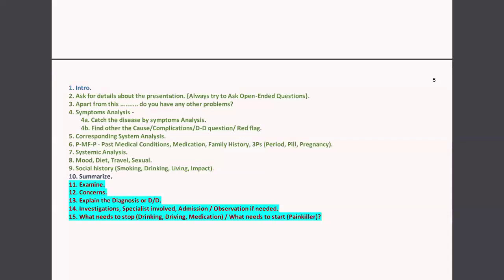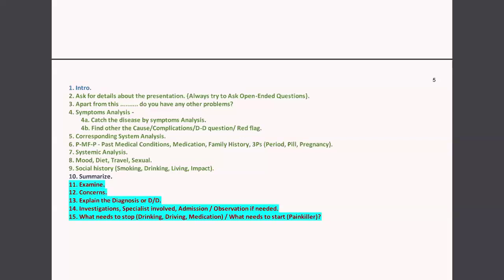And after that you need to explain your diagnosis or differential diagnosis, and the investigation you want to do, and specialist you want to involve. You have to give them a decision whether they need any admission, observation, or any treatment.